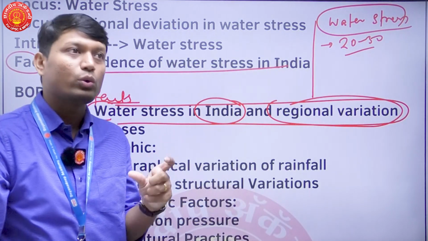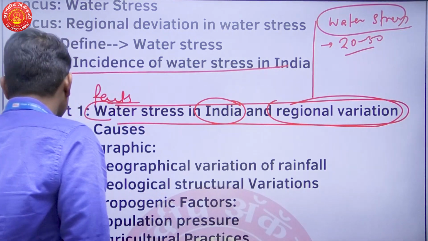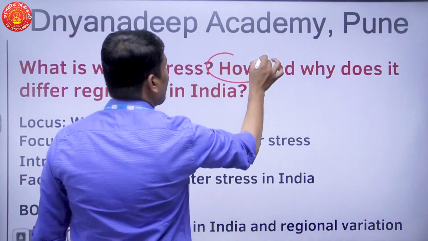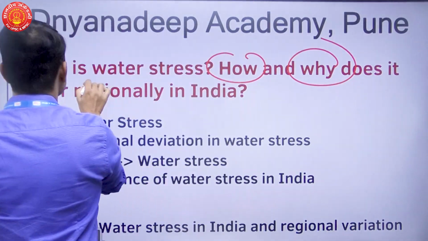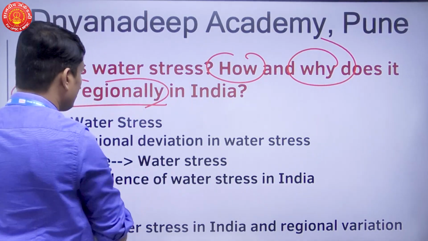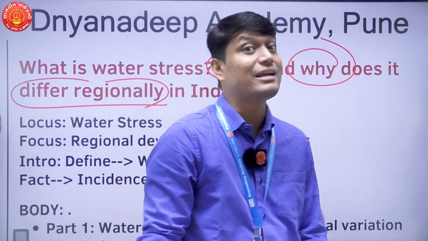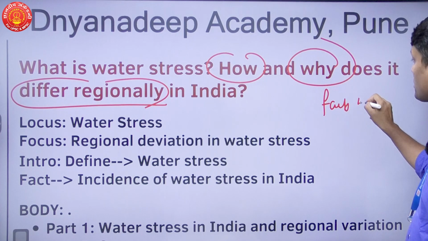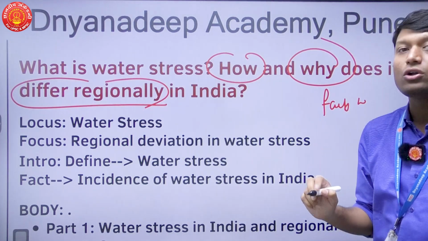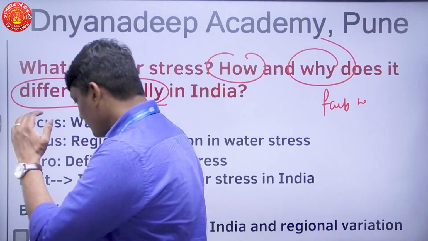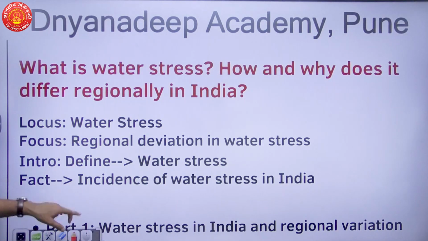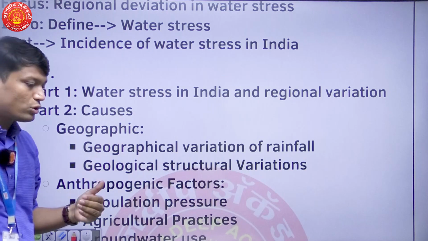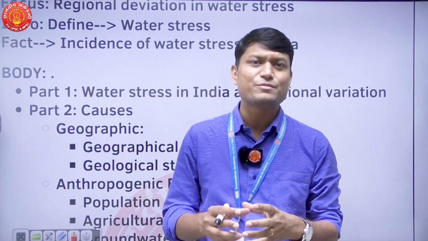If you go back to the question, what do you find in the question? In the question we find what has been asked: how and why does water stress differ regionally in India. They did not ask regarding the facts of water stress in India. There is no direct mention of this particular part, right? But even though I have to mention the regional variation in water stress in India, so I will quote some facts. I'll mention some states.